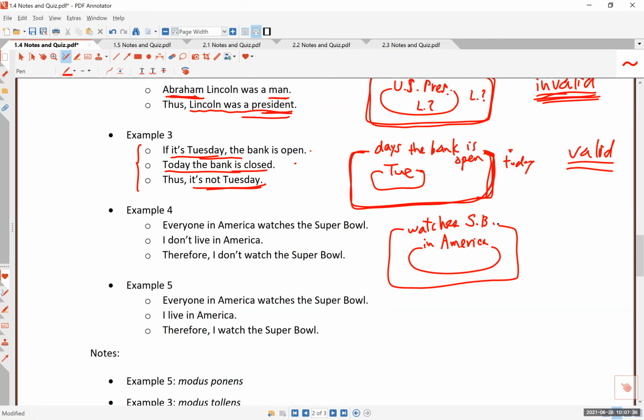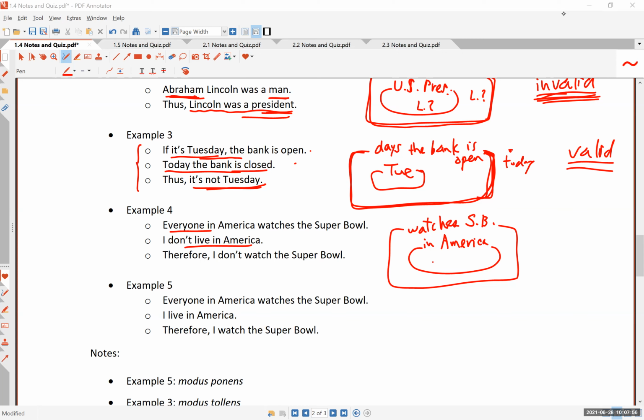Okay, so that's the Venn diagram that goes with the first statement. Everyone in America watches Super Bowl. If you're in here, then you watch the Super Bowl. I don't live in America, so where are you? Therefore, I don't watch the Super Bowl. Okay, does it sound correct?